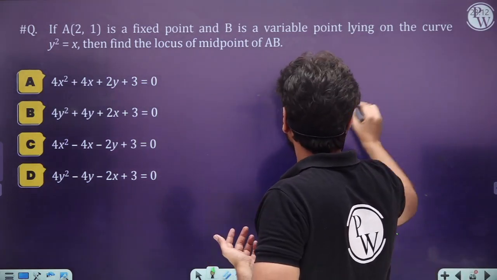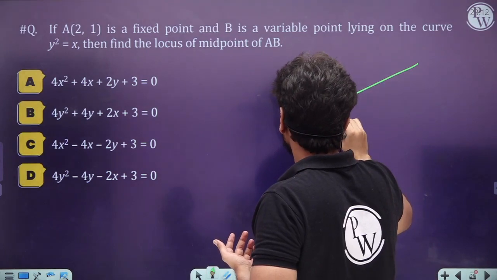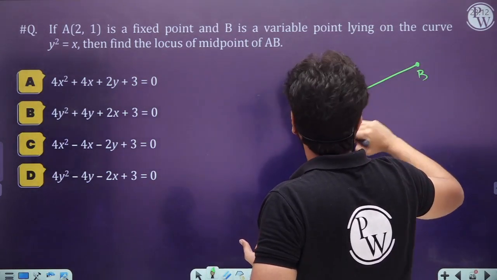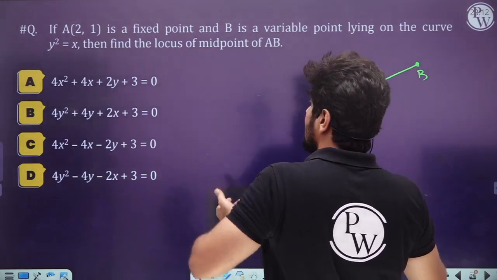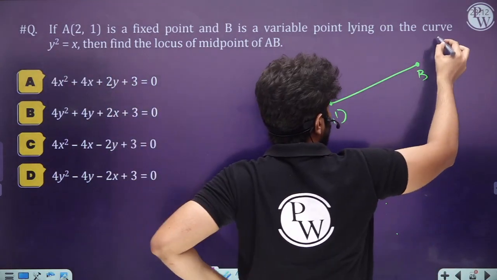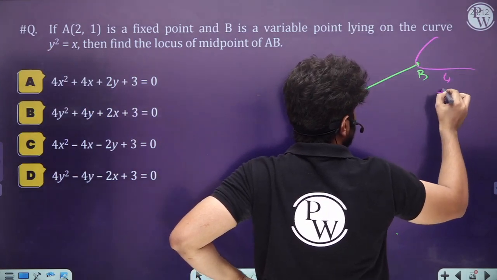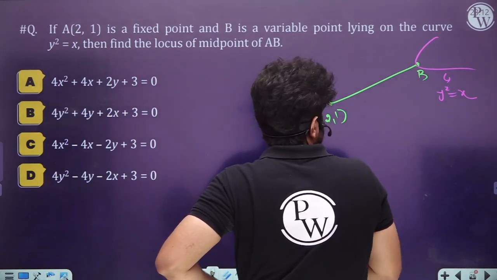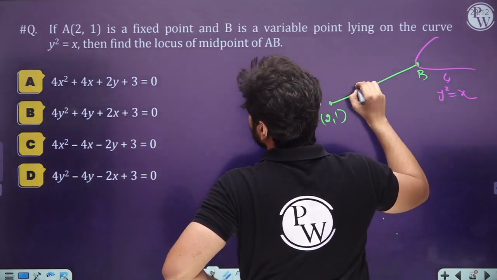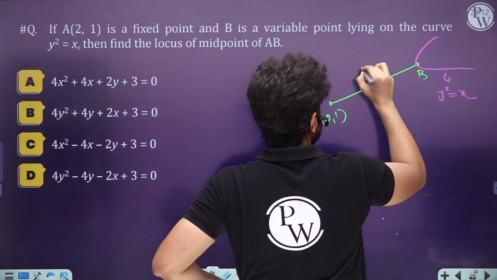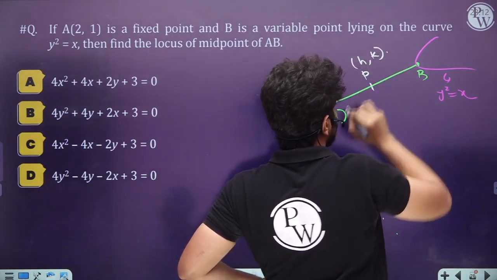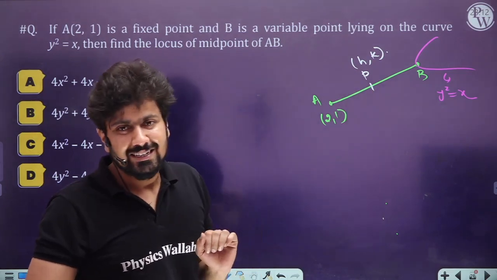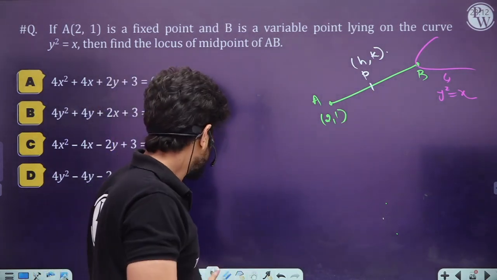Again, similar type of question, that A is a fixed point (2, 1). And B is a point which is lying on this curve. Let me tell you, this curve is a parabola. Even if you don't know that, that's okay, because that is not going to matter. We are going to find the locus of the midpoint of AB. Let's consider this point to be P, which is (h, k). We want to make an equation in terms of h and k. So again, similar to the previous one.